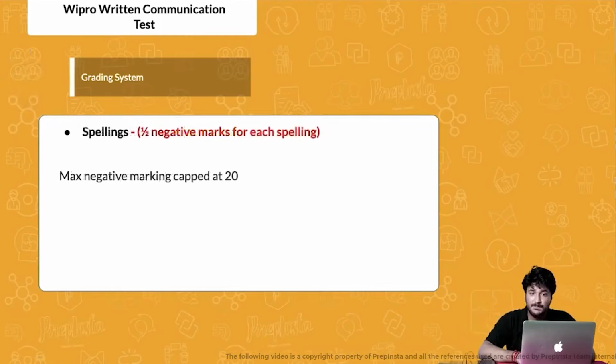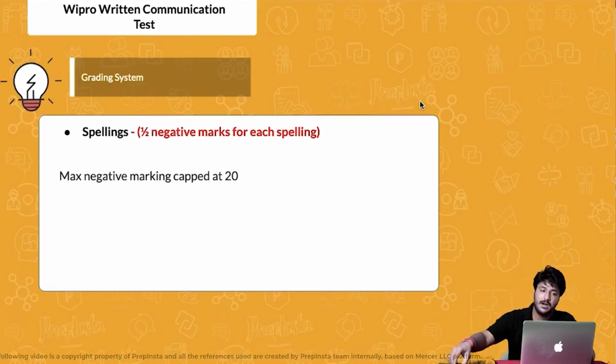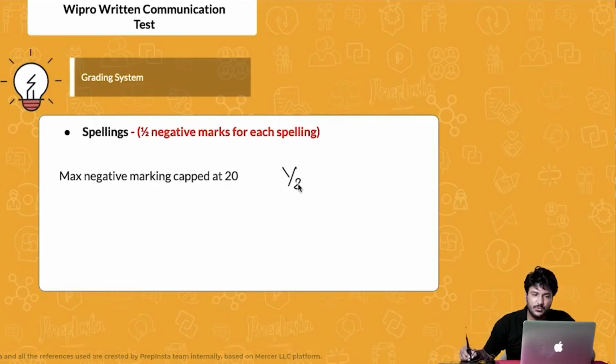Next, spellings are the most important thing, and it's very easy for the AI system to grade you for the spellings. So if you write wrong spellings, in that case, minus 1 by 2 is given to you for each wrong spelling.